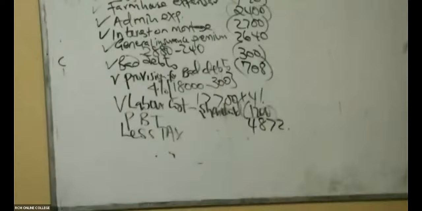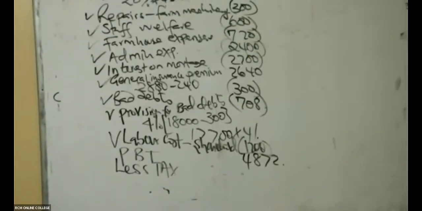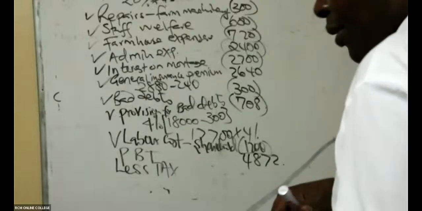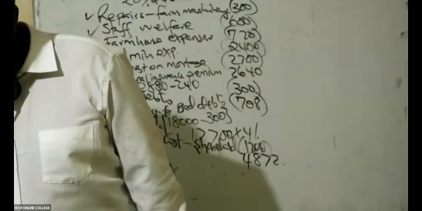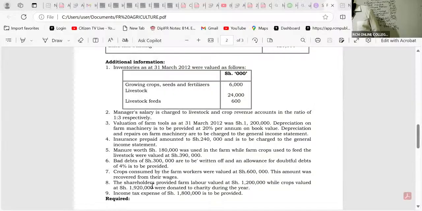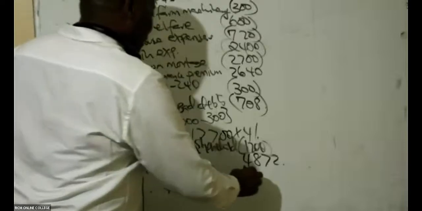Is there somebody who is able to give me the tax figure in this question? Tax will be covered. These are free marks. Remember the exam, this will be a totally free mark. So income tax expense is 1,800, if you chop 3 zeros. So we have here income tax 1,800.